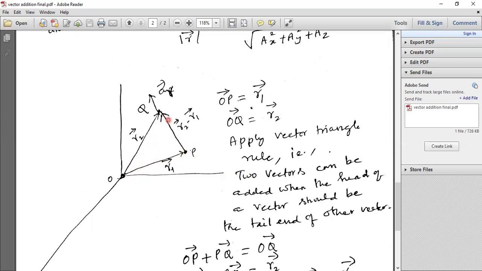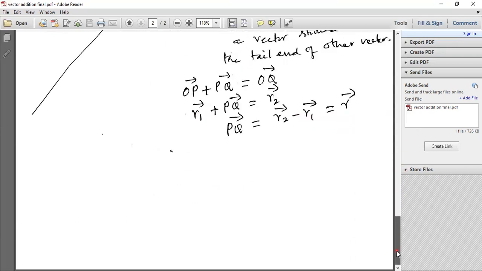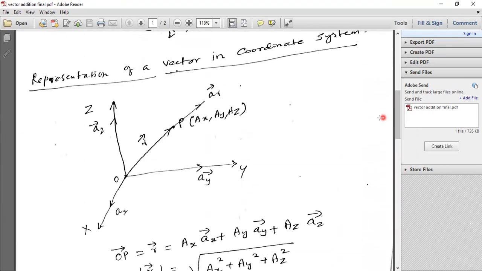So OP plus PQ is equal to OQ, which is R1 vector plus PQ vector, which we want to calculate. That is the unknown one, which is equal to R2. So OP is R1 vector plus PQ is equal to R2. So PQ vector is, you bring this one this side, R2 vector minus R1 vector, which is equal to R vector.